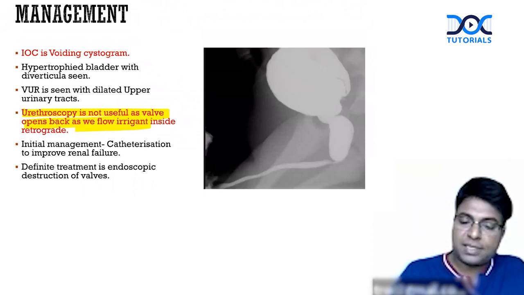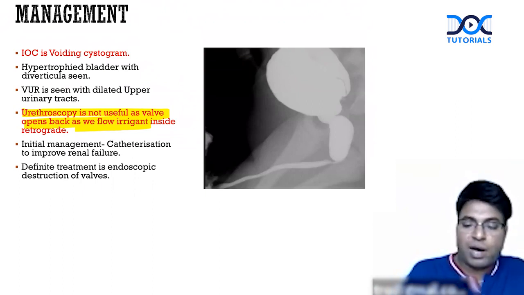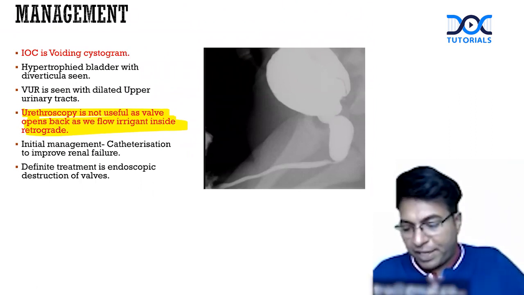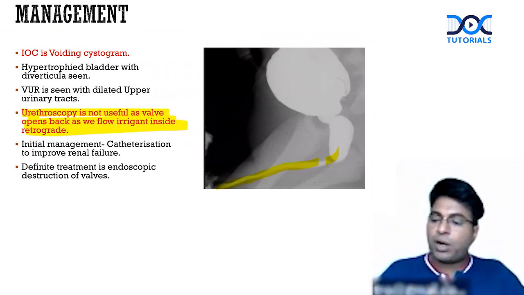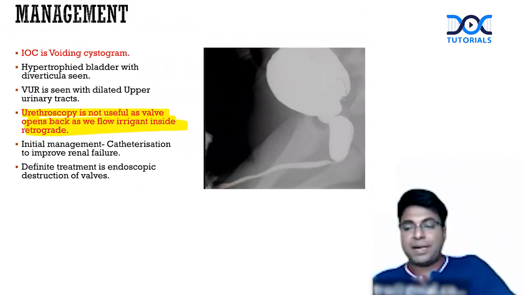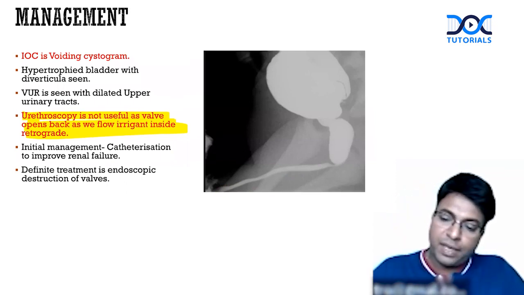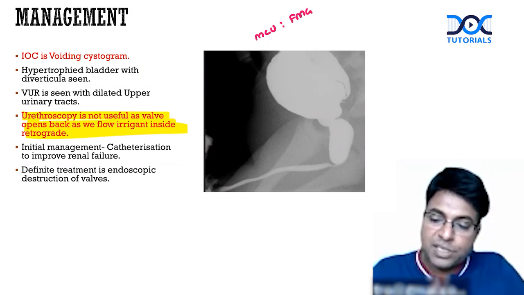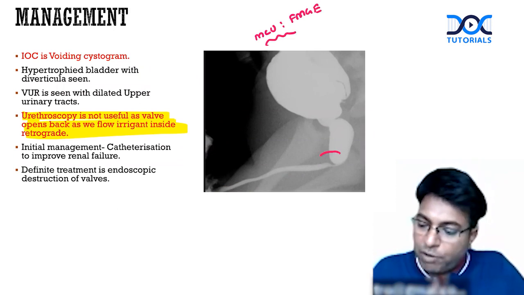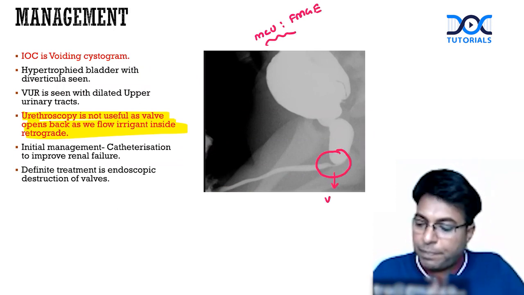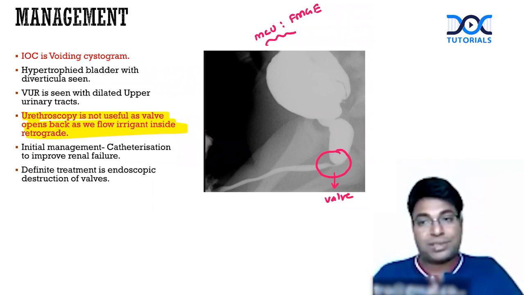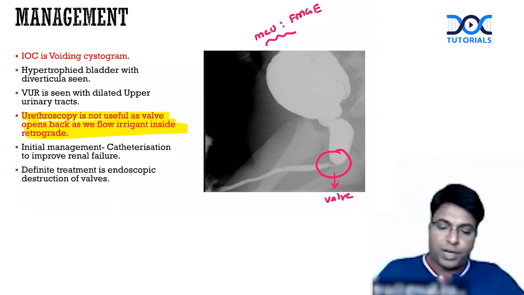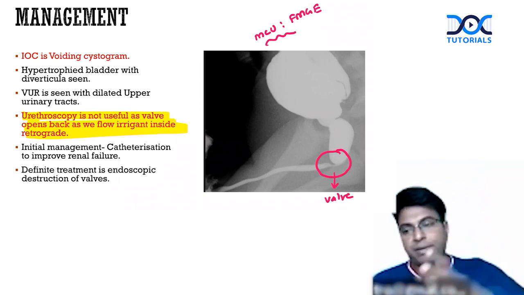Very interesting, ureteroscopy is not useful as the valve opens back as we flow the irrigant inside. As you push the fluid from here, the valve will open. Therefore, you cannot diagnose it by that method. This is an investigation showing you an image-based question for the FMG exam. Micturating cystourethrography showing you the valve. Can you see? This is the valve. That's a posterior urethral valve. Whichever scopy you put in, when you push, the valve will go back.